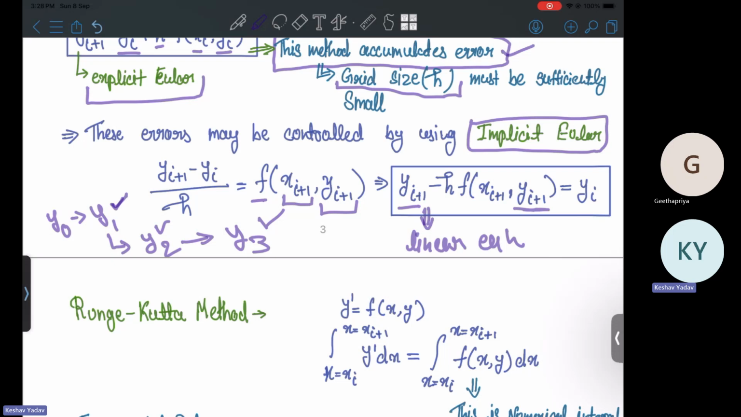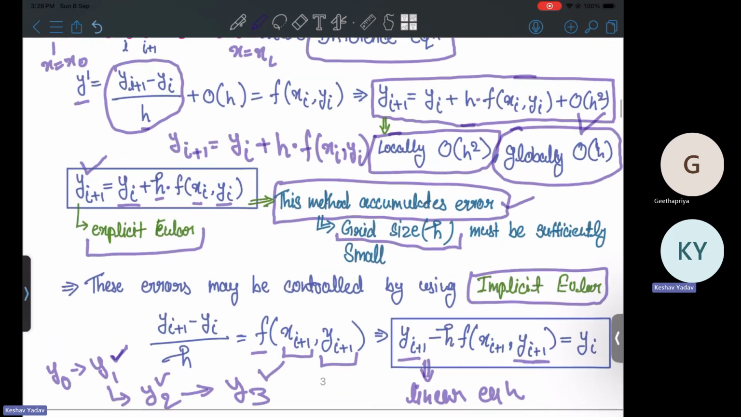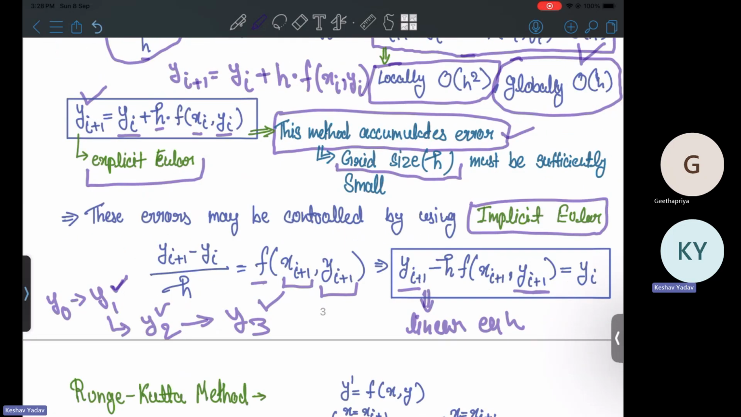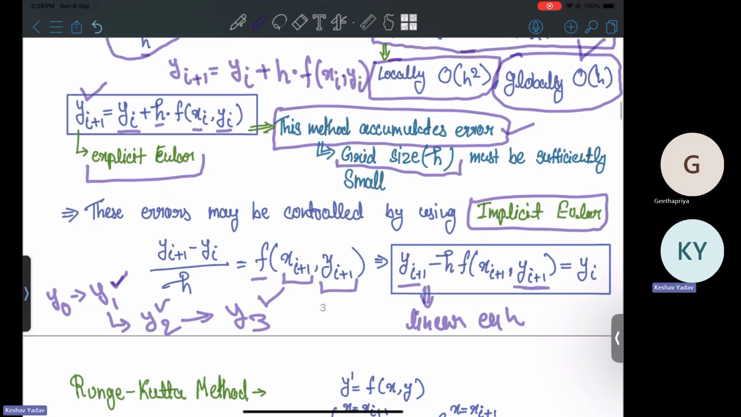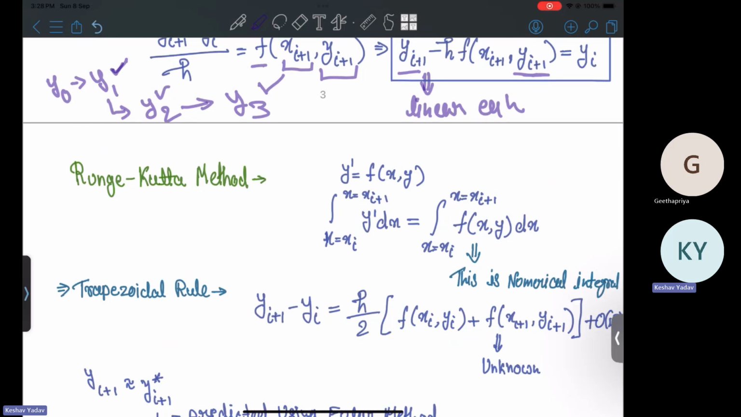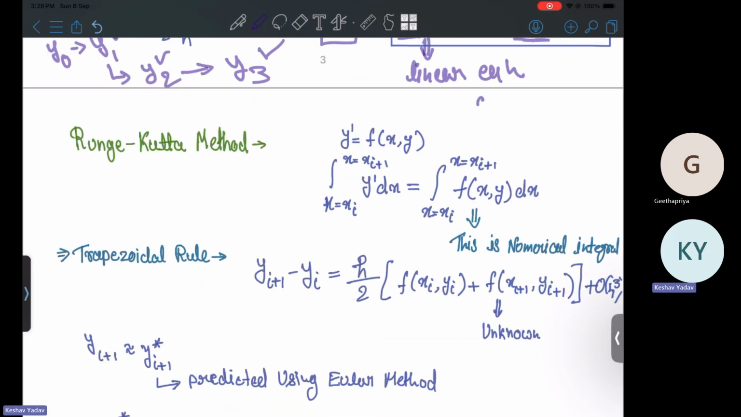So here we have seen that the Euler method is locally order of h square and globally order of h. So how can we improve its accuracy? To improve the accuracy, the Runge-Kutta method has been introduced. Basically, what we are doing, we have dy by dx equal to f of x comma y.